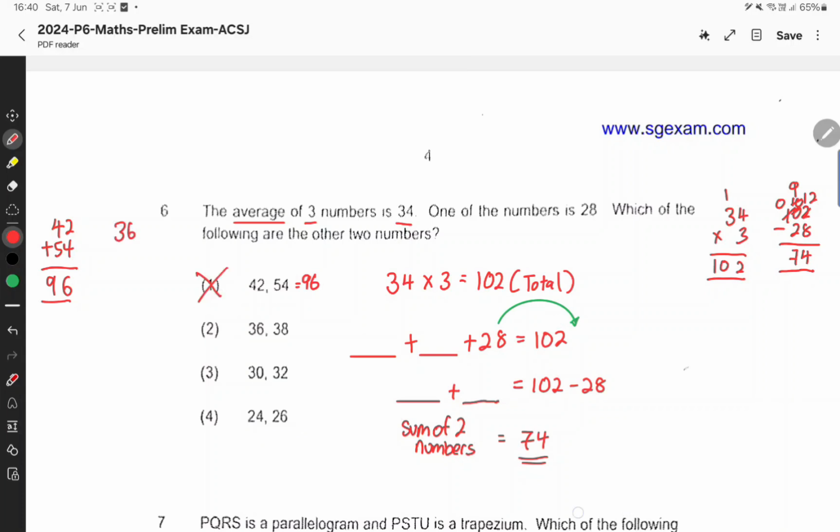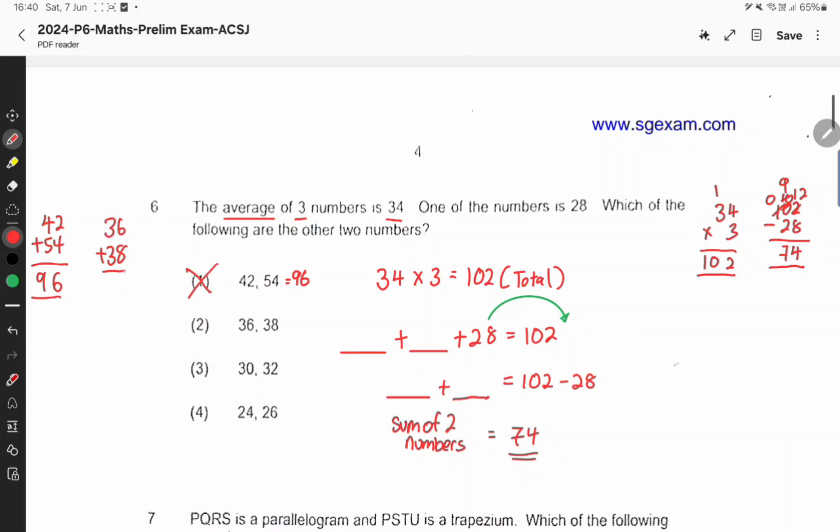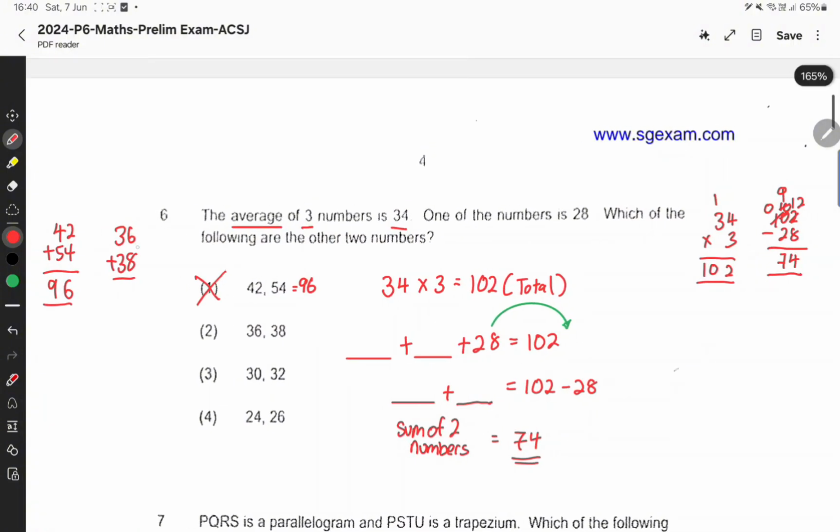The next option is 36 and 38. Okay, so 36 plus 38: 6 plus 8 will give me 14, and 3 plus 3 plus 1 will give me 7. So the answer over here is 74. Therefore, since this 74 and the earlier 74 are equal, the answer to question 6 will be 2.